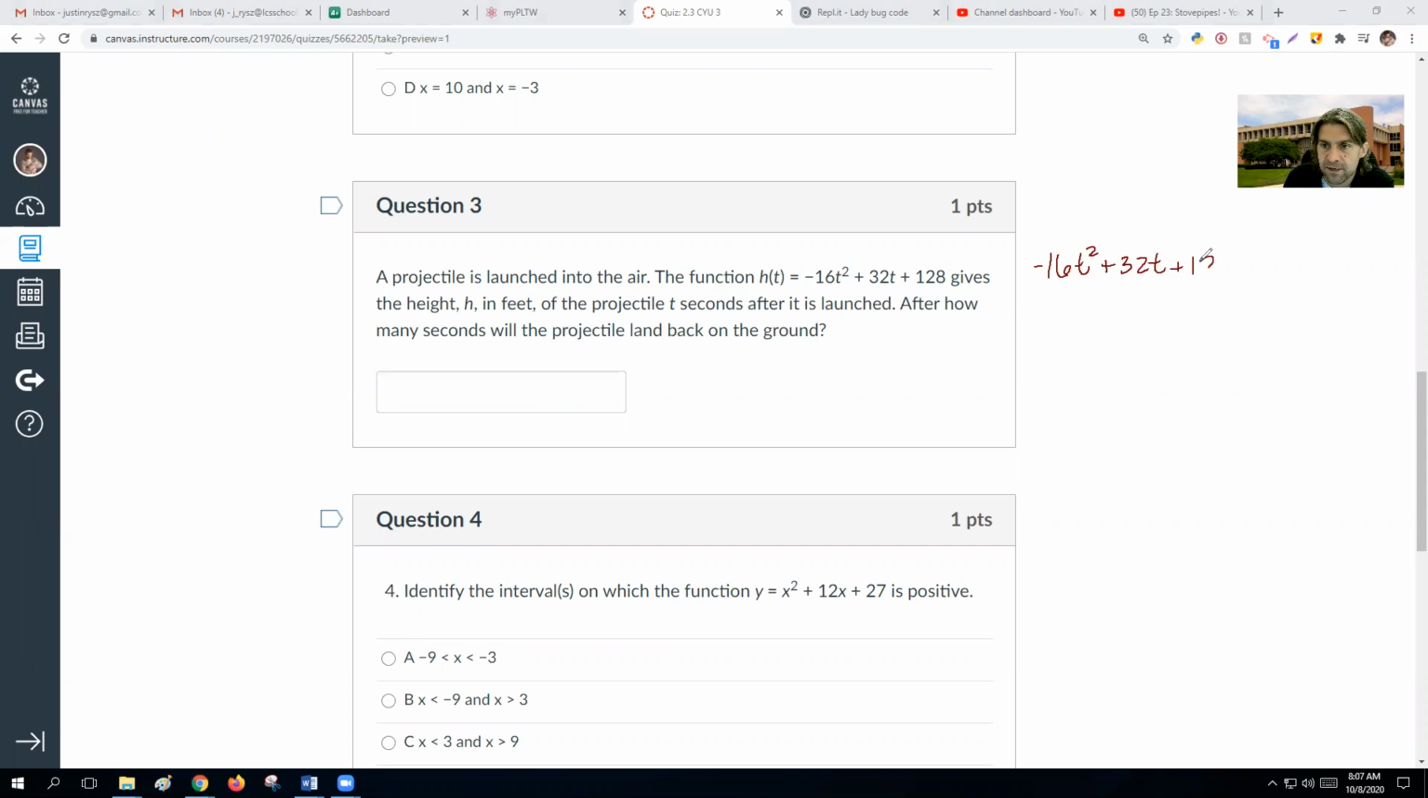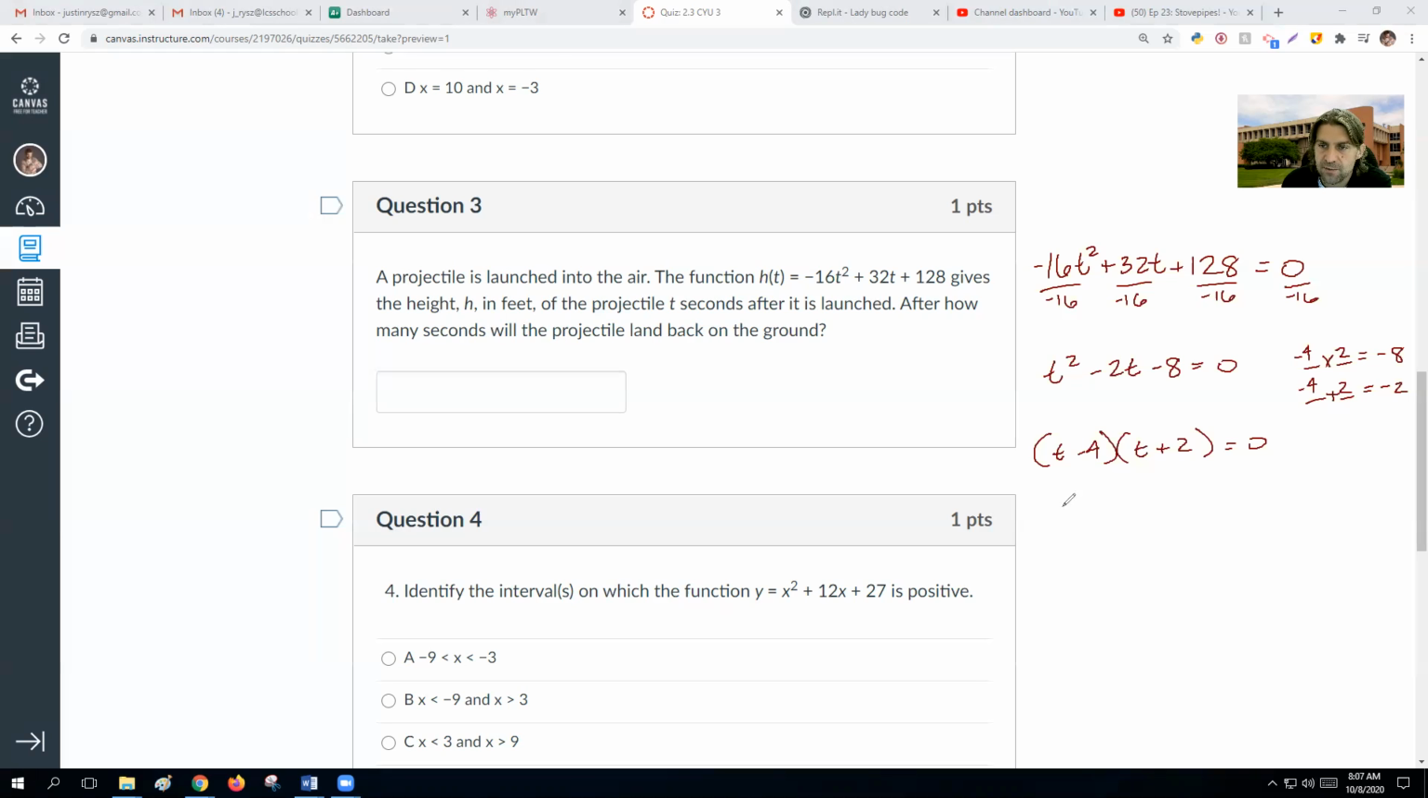So just like the last, if we want to find out when it hits the ground, we're going to make it equal to 0. All right, so let's use that shortcut here. Can we divide both of these numbers by -16? Yeah, we can divide every single one by -16. So we get t squared minus 2t minus 8 equals 0. So what two numbers multiplied together give -8 and add together to get -2? That'd be -4 and 2. So we get (t - 4) and (t + 2).